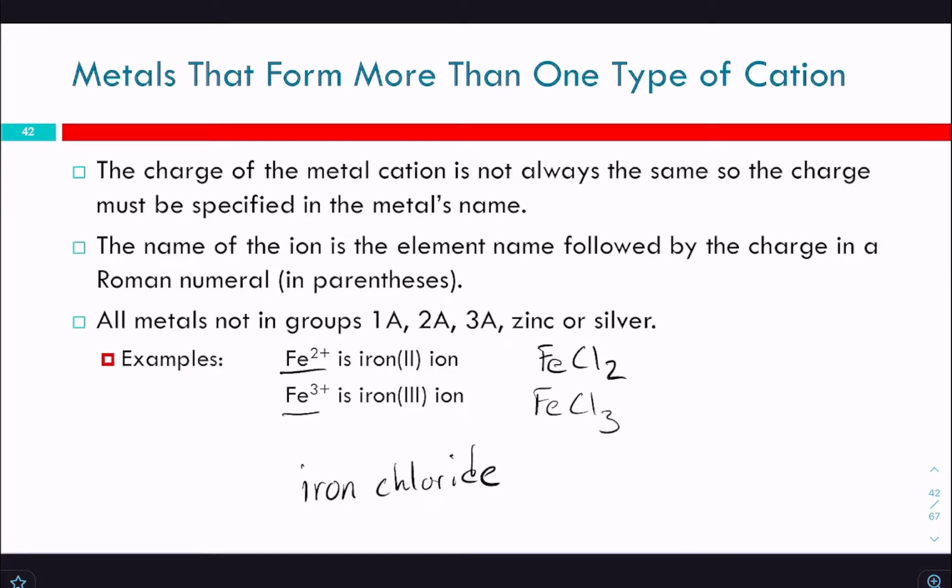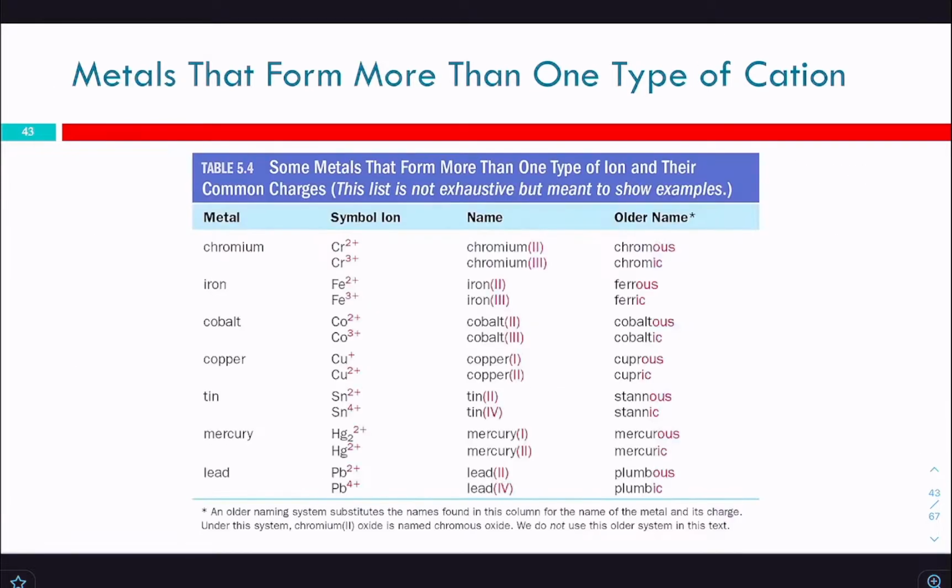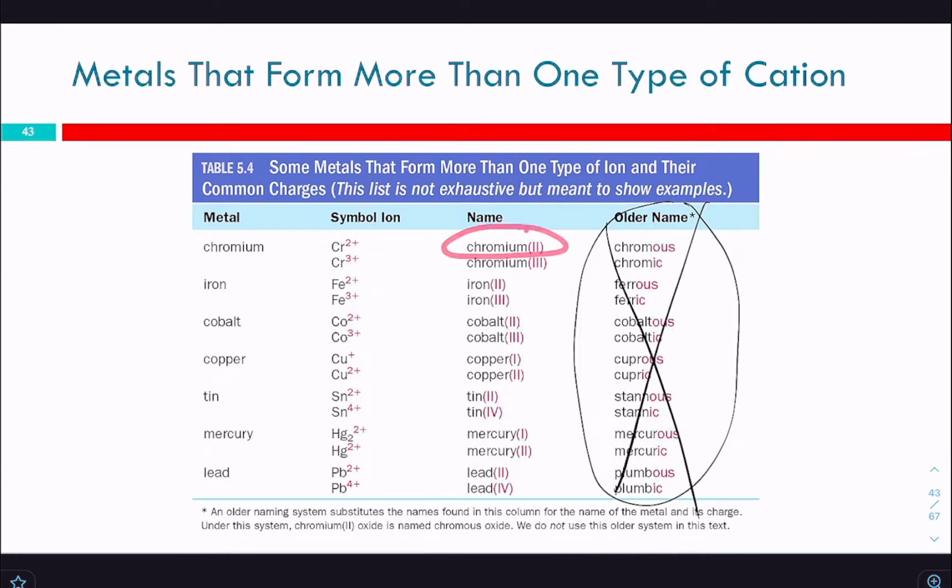So we use Roman numerals for those and indicate in parentheses like this what that charge is. There are some historical names, and we're not going to use them because they're more confusing than writing the Roman numeral. These are the older names. I'm not going to use them because why not just write chromium 2 instead of chromous? I don't know. For me, it's way clearer.